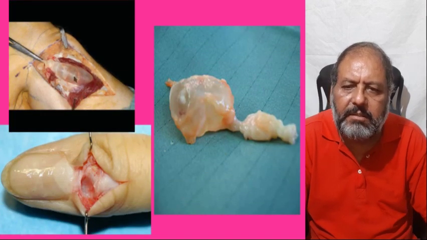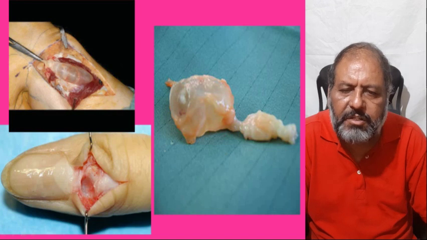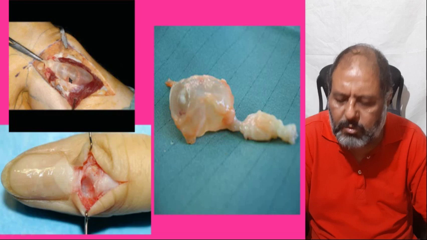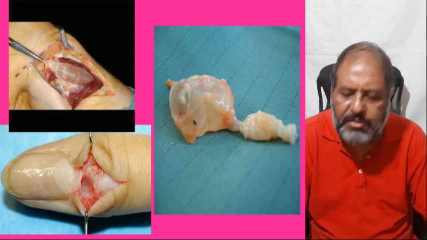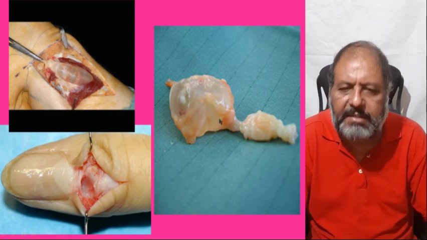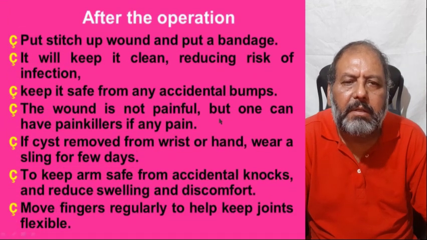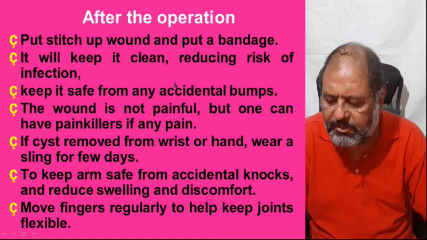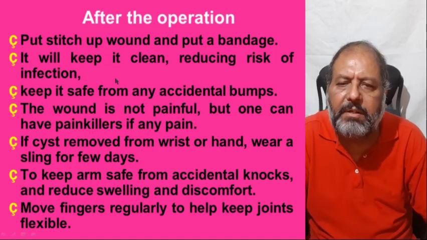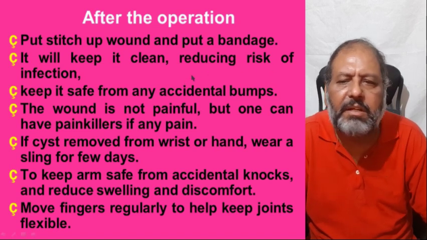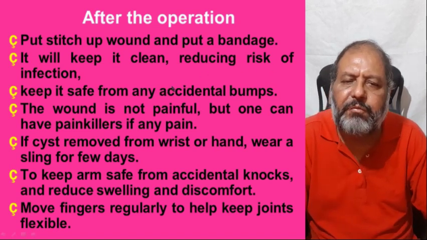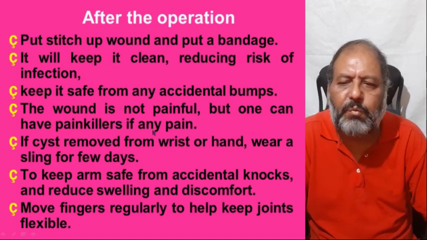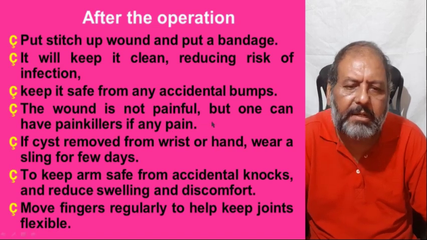Here one can see the open surgery. The incision has been made about 5 centimeters, and that is just going to remove the cyst, and that is the cyst which has been removed in one block by the open surgery. After the operation, stitch up the wound because a large incision has been made, and put on a bandage. It will keep it clean, reduce the risk of infection, and keep it safe from any accidental bumps. The wound is not painful, but one can have a painkiller if there is any kind of pain.